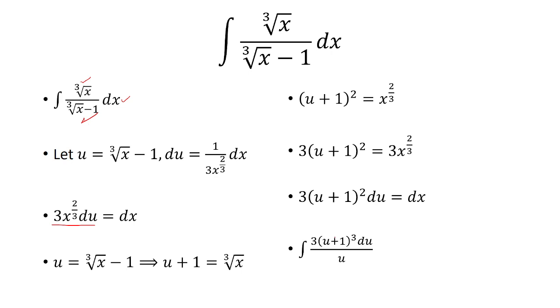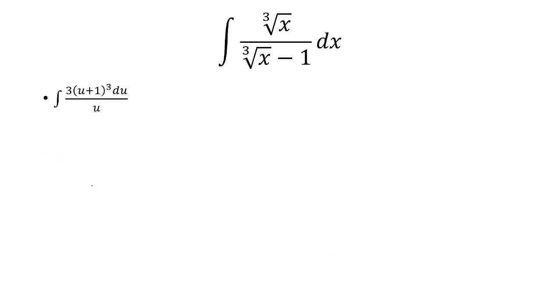We have 3 times u plus 1 cubed du. Now, recall that dx has a u plus 1 squared, and when you multiply by cube root of x, which is u plus 1, u plus 1 times u plus 1 squared becomes u plus 1 cubed. And then don't forget the 3 from the dx, and then all over u. Okay, this step I factor out the 3, and then I expanded the u plus 1 cubed.